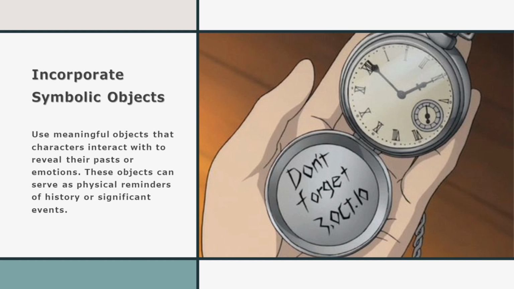9. Incorporate symbolic objects. Use meaningful objects that characters interact with to reveal their past or emotions. These objects can serve as a physical reminder of their history or significant events. Ed's watch in Fullmetal Alchemist can be used like this. I can't remember if it was or wasn't. I think it was, but to be frank, I don't feel like revisiting right now to work out everything. If I'm wrong, correct me.